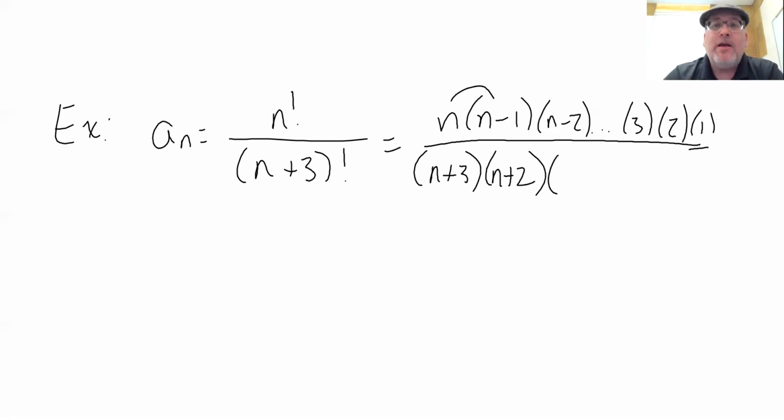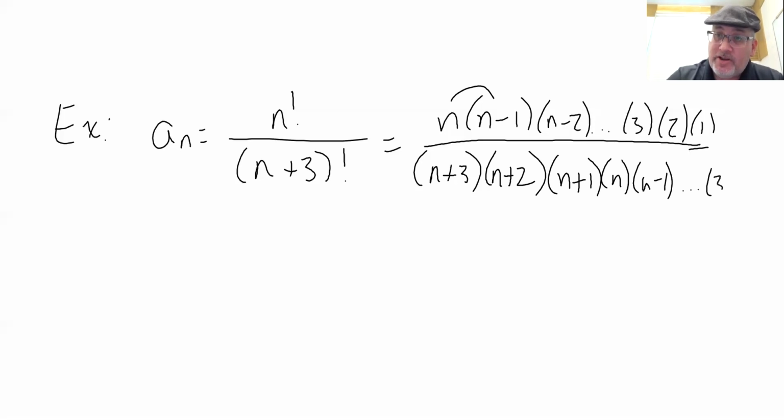What's n plus 2 minus 1? n plus 1. Keep going. What's n plus 1 minus 1? n. What's n minus 1? And this will continue until we get all the way down to 3, 2, and 1. Now, why did I take it all the way down to n and not stop back at 3 factors like I did in the numerator?